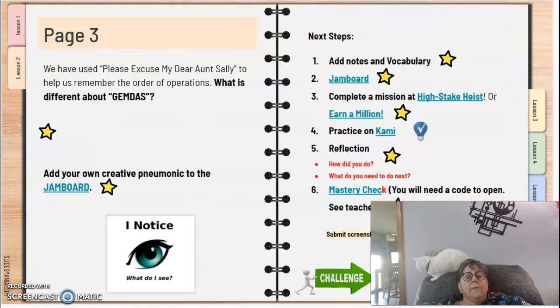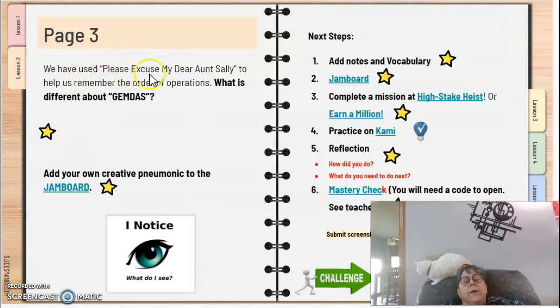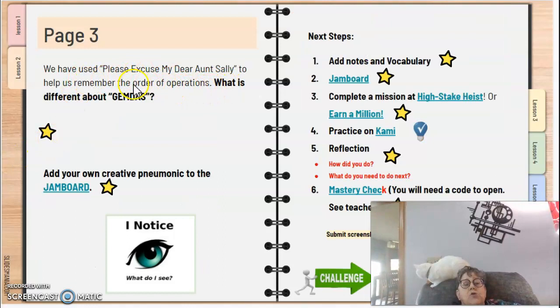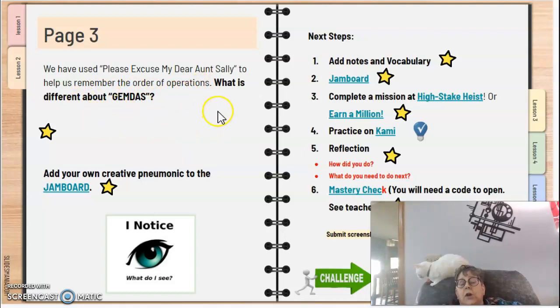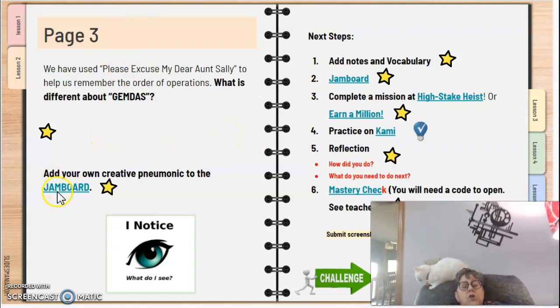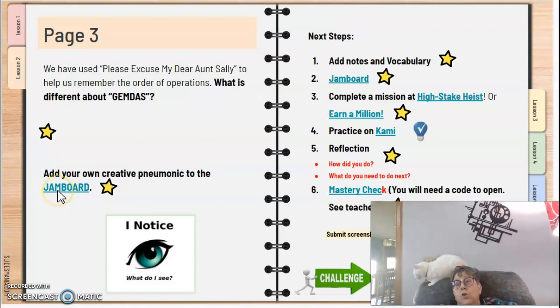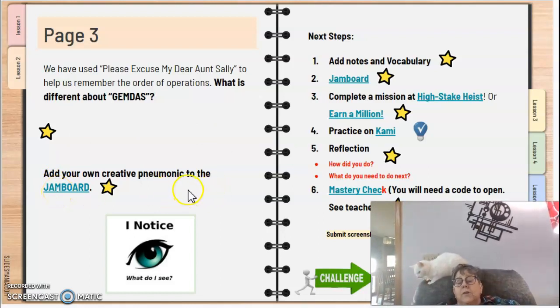Okay, so we're going to move on. We've used, please excuse my dear Aunt Sally, to help us remember the order of operations. What is different about GEMDAS? That's something I want you to add here in your notebook. Just insert a text box and type your answer. Then I want you to click on this Jamboard and create your own new mnemonic. Instead of please excuse my dear Aunt Sally, what would you like the mnemonic to be?